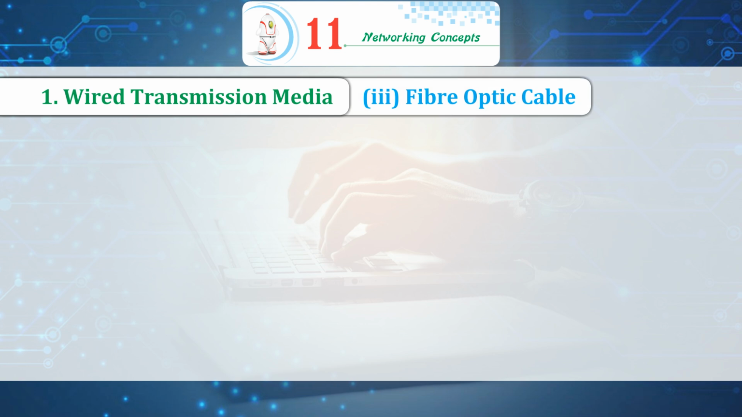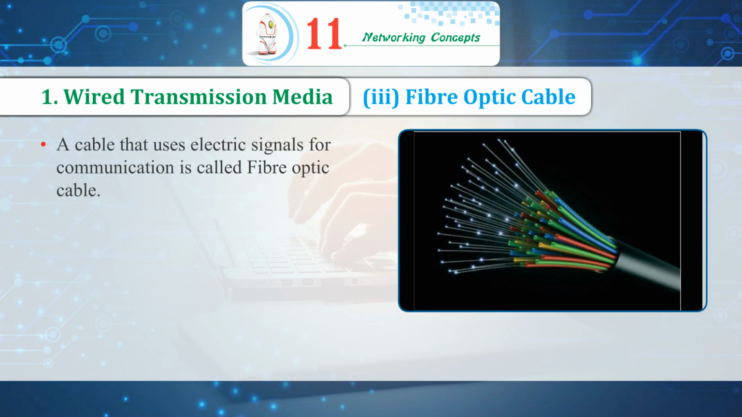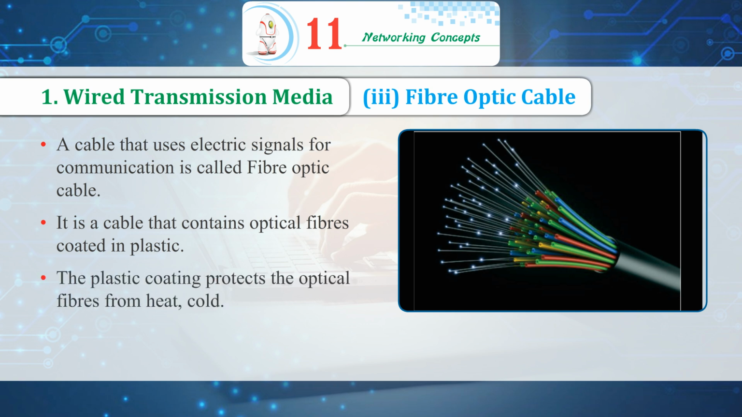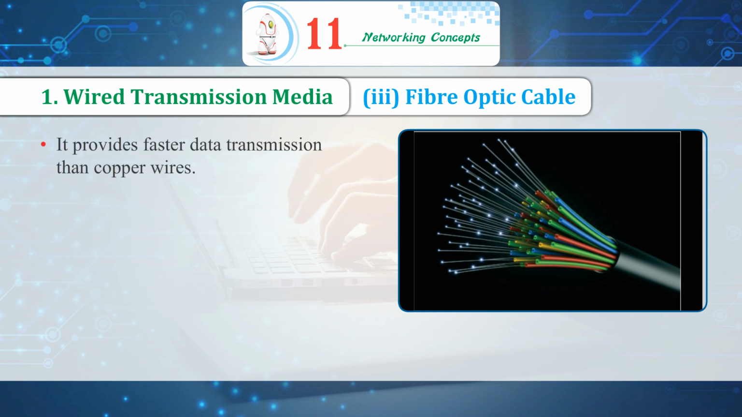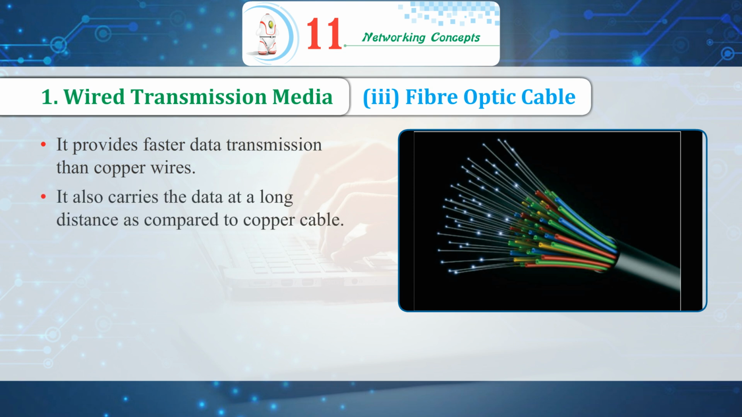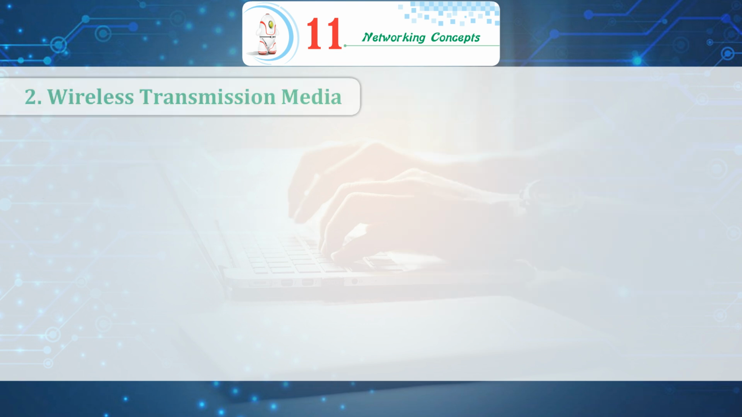3. Fiber optic cable. A cable that uses light signals for communication is called fiber optic cable. It is a cable that contains optical fibers coated in plastic. The plastic coating protects the optical fibers from heat and cold. It provides faster data transmission than copper wires. It also carries data over a long distance as compared to copper cable.